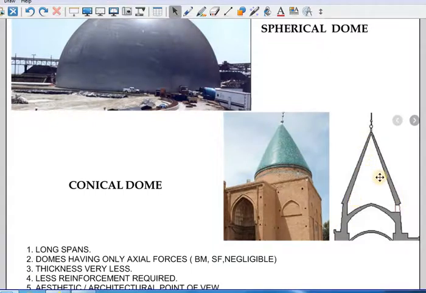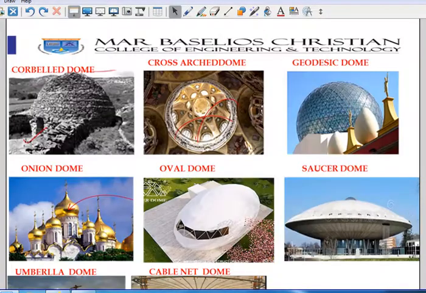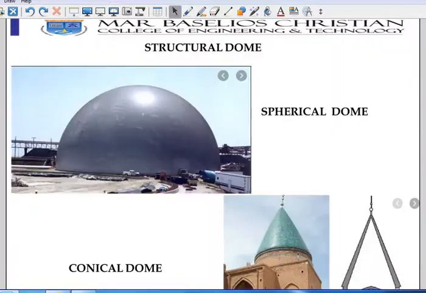This will be mostly hollow, and sometimes over the sphere they will have something, as I have shown here. It's called a lantern. It's mainly for a skylight and all.